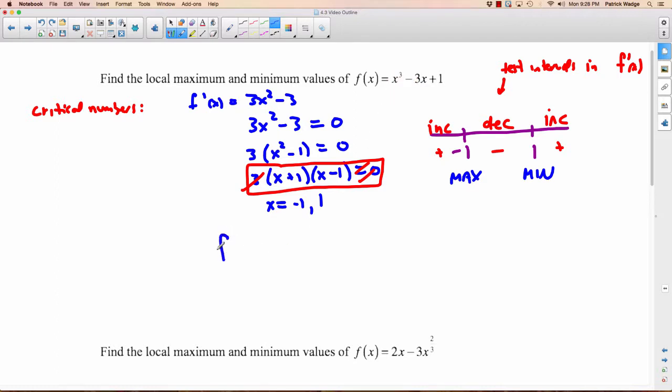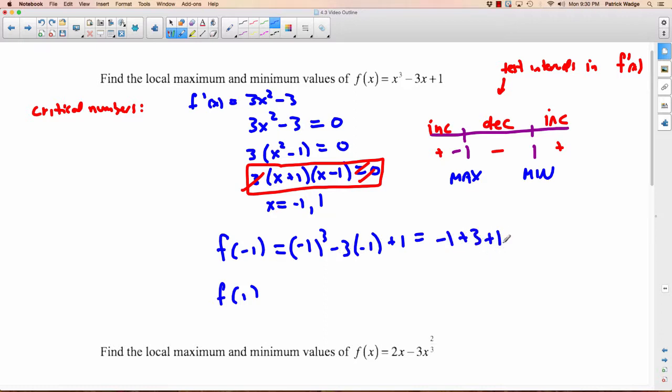So we have to do two things. We have to find what f of -1 is. We have to figure out what f of 1 is. Okay, so we plug -1 into here. -1 cubed minus 3 times -1 plus 1 equals -1 cubed is -1, -3 times -1 is 3, plus 1, those cancel, and you're left with 3.